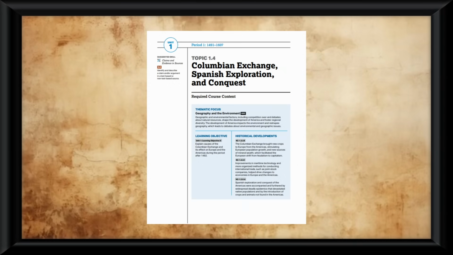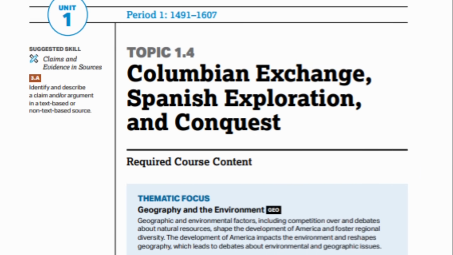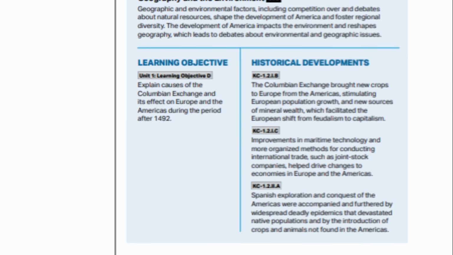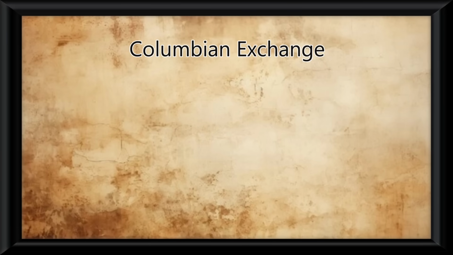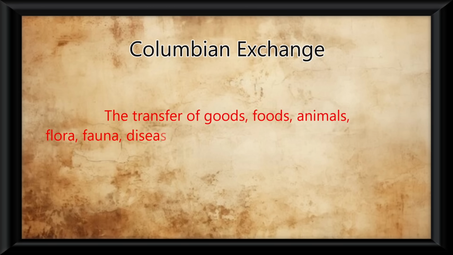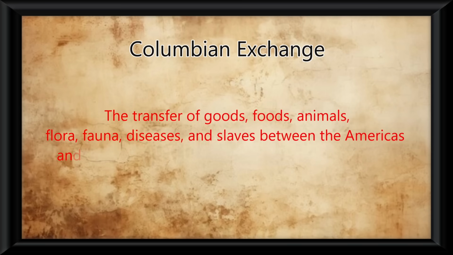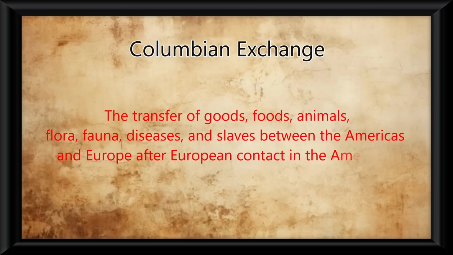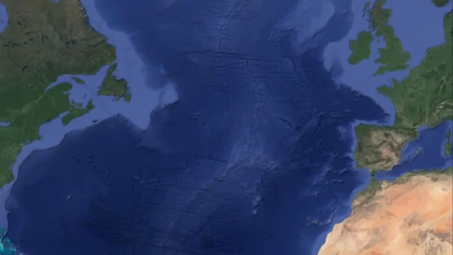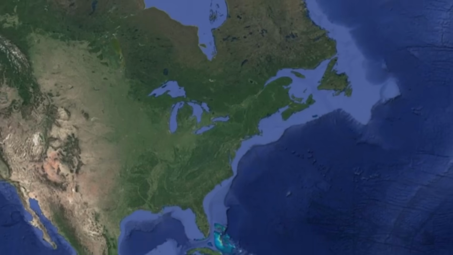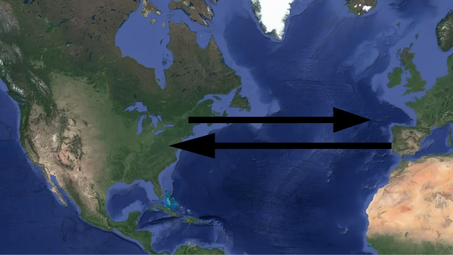Topic 1.4 is all about the Columbian Exchange and how it impacted Europe and the Americas. So first, we need to define the Columbian Exchange. By definition, the Columbian Exchange means the transfer of goods, foods, animals, flora, fauna, diseases, and slaves between the Americas and Europe after European contact in the Americas. Essentially, what happened is when European countries came to America, various things got transferred from one continent to the other.